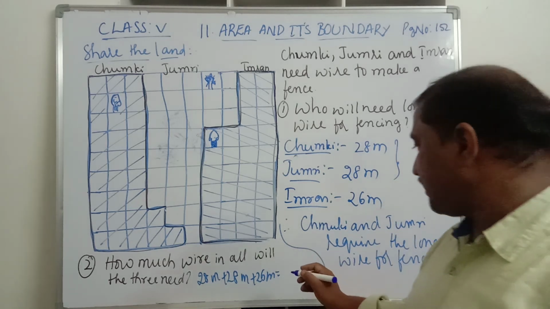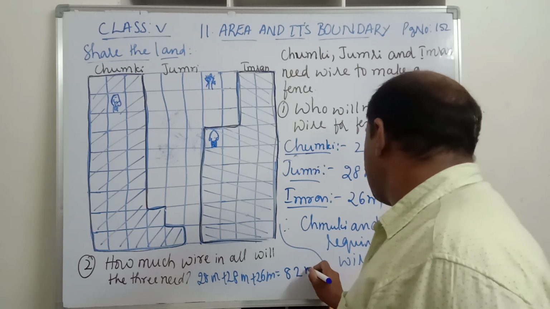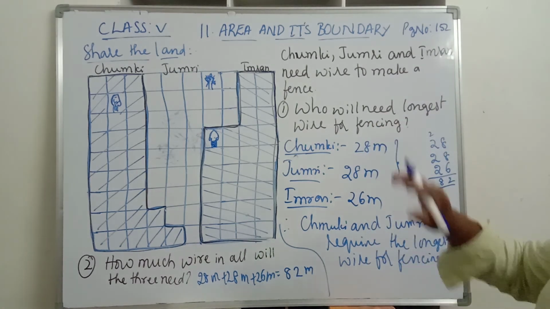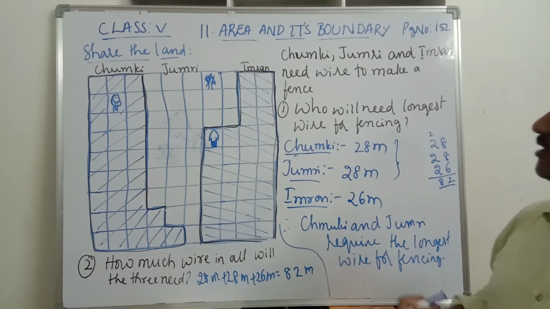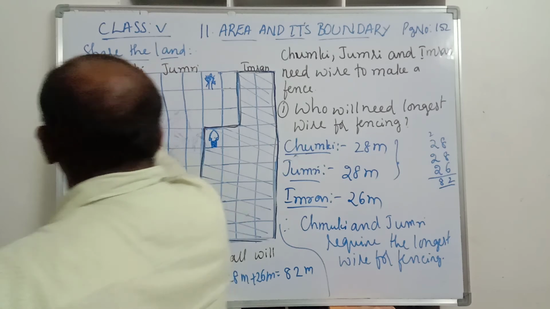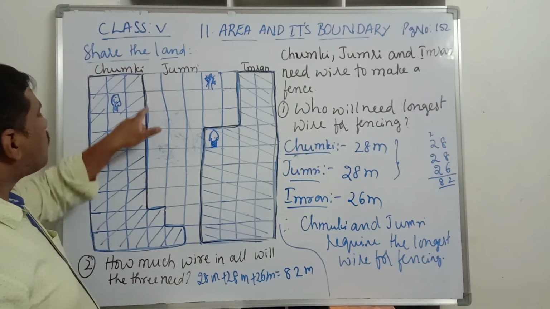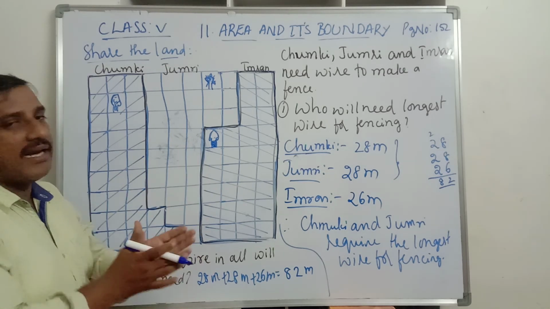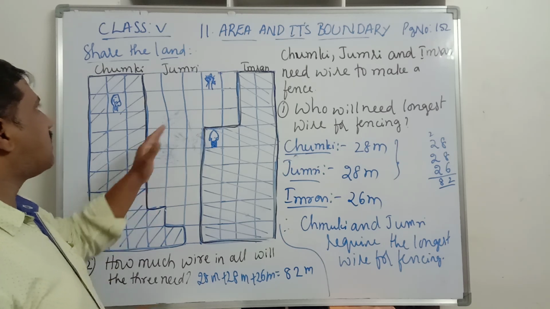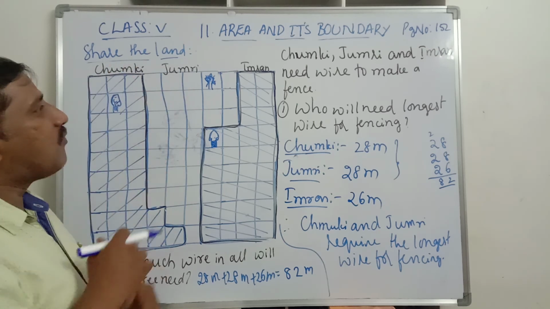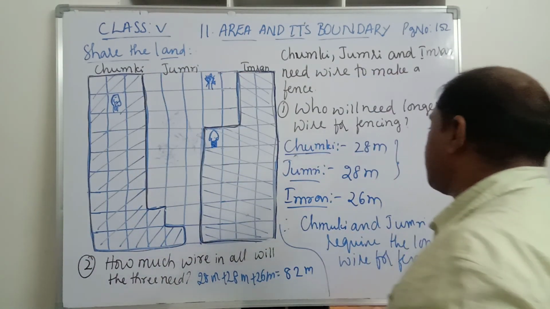How much do we require? 82 meters of wire they require for all the 3 members. So you may get a doubt here: already Chumki is fenced, no? Then what is the necessity for Jumri to fence? Once again, it is not mentioned that one side is fenced for the other, Jumri or Chumki. We have to find individually for the 3 children how much fencing wire they require.